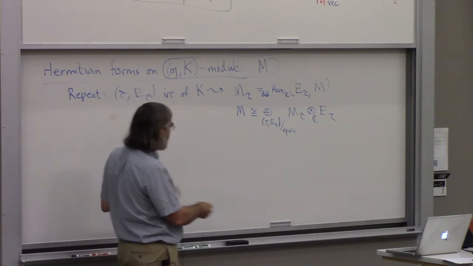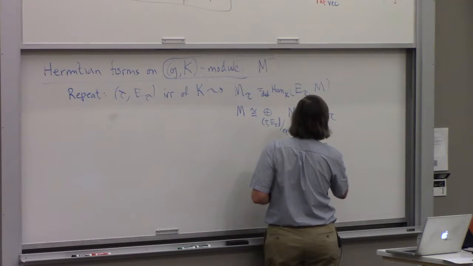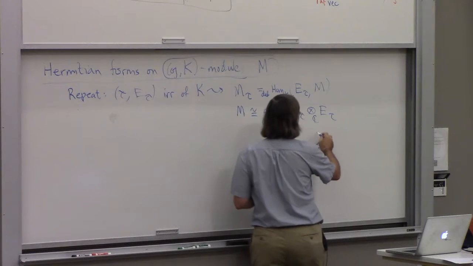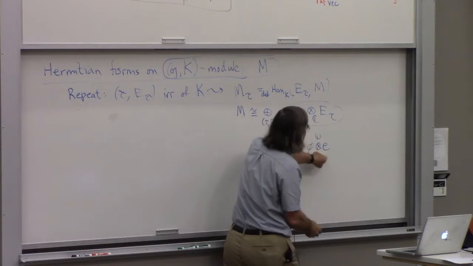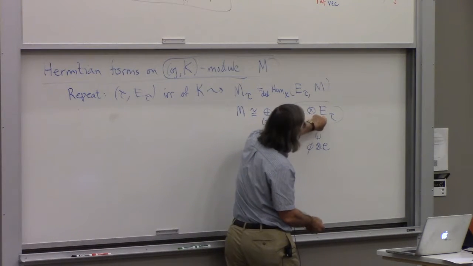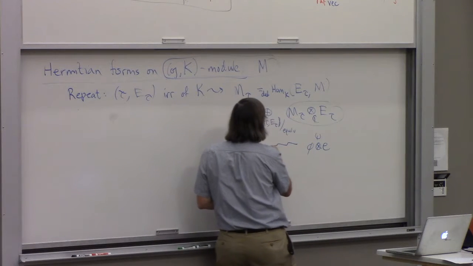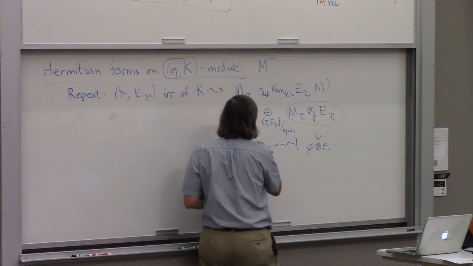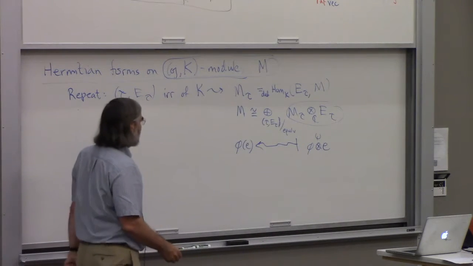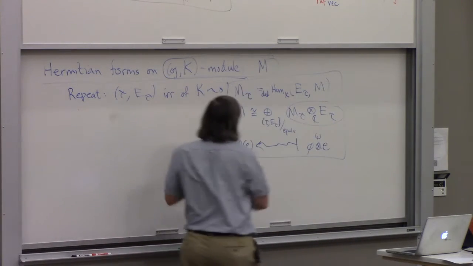The way this works is that if you have an element of E tau and a map phi from E tau to M, you map it to phi of E. That's the way it works.